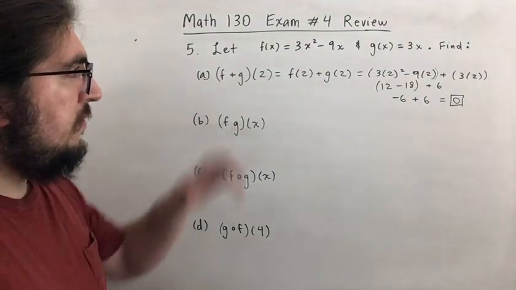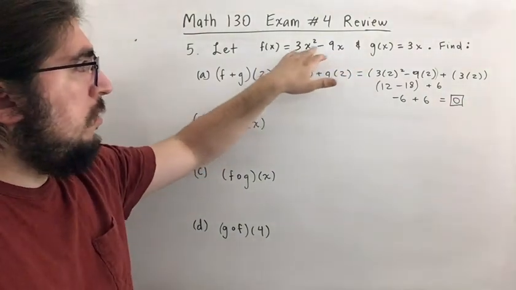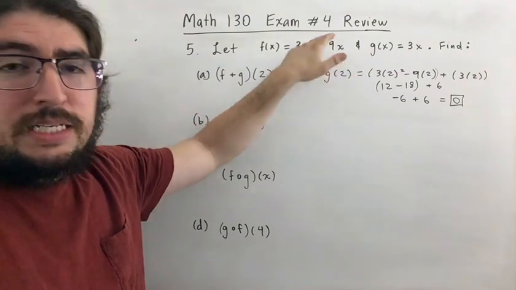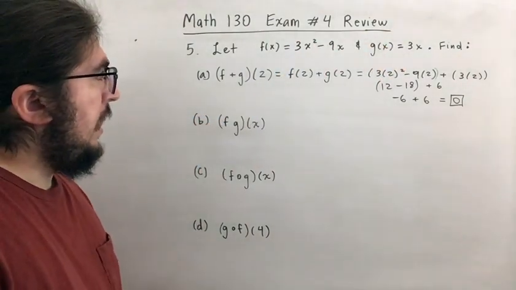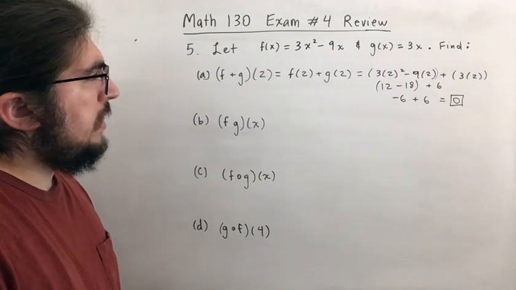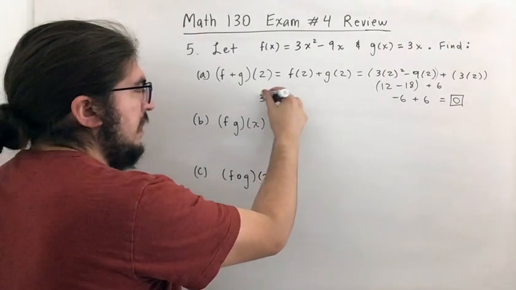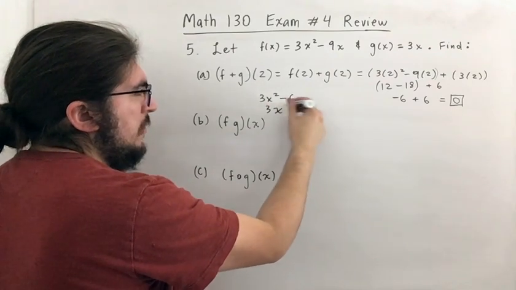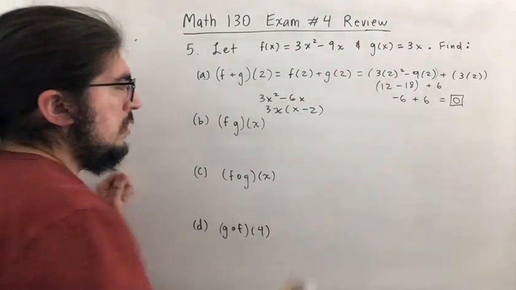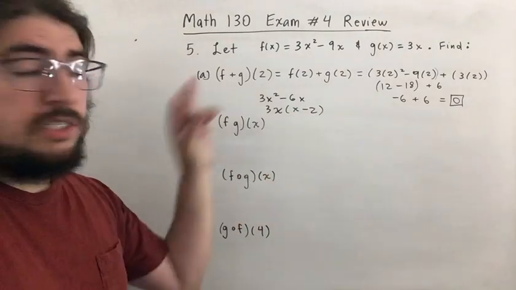And it's kind of interesting, but if you combine them first, you would get 3x squared minus 6x, because negative 9x plus 3x is negative 6x. And is 2 a solution to that? I guess it is, because if you have 3x squared minus 6x, you can factor out a 3x and you get x minus 2. So if x is 2, that's 0 right away.